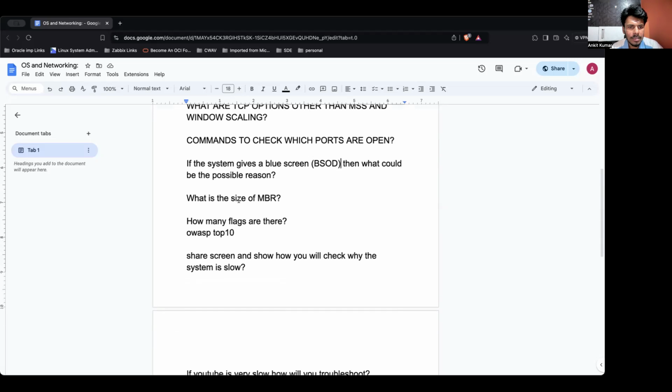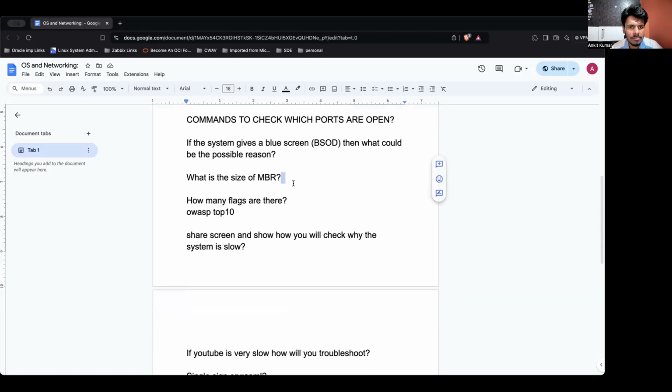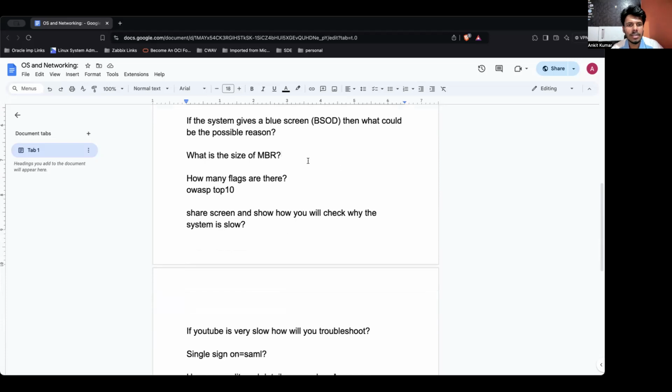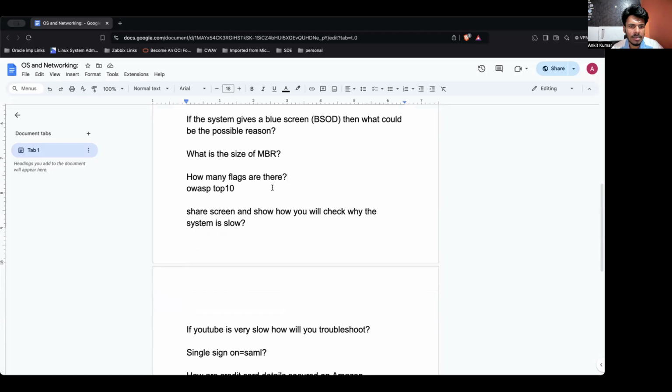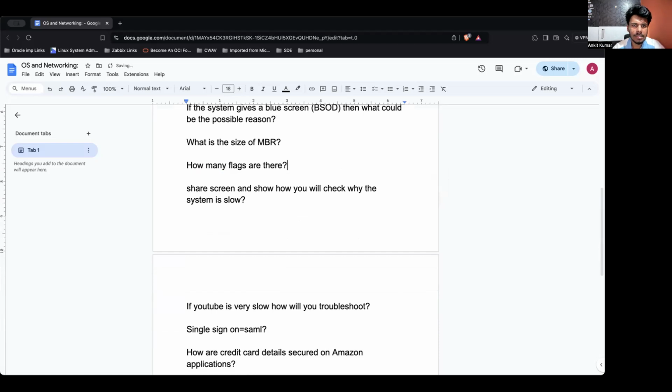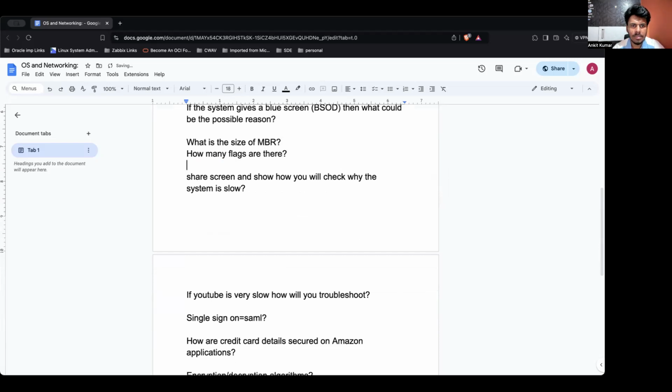Okay. Then what is the size of MBR? MBR is maximum bit rate or something, right? I don't know. How many flags are there? And I don't know what this is. Let's remove that. So I think flags are there in MBR, is it?